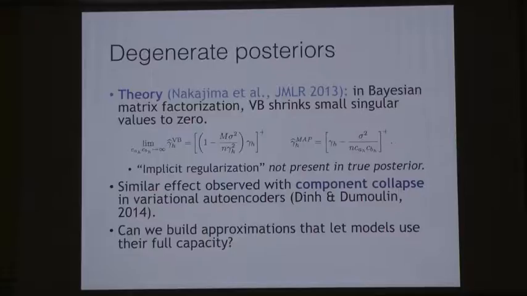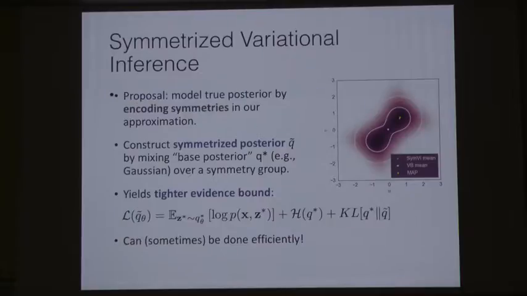So there's actually some theory related to this analyzing Bayesian matrix factorization showing that the VB solution essentially thresholds the singular values. So no matter how much capacity you add to your model, it will only learn up to some fixed rank approximation. And this is called an implicit regularization effect because the true posterior doesn't do this. It comes from approximate inference. And empirically, something similar is maybe going on in VAEs. So my question is, how can we build approximations that let us actually use our full model capacity?